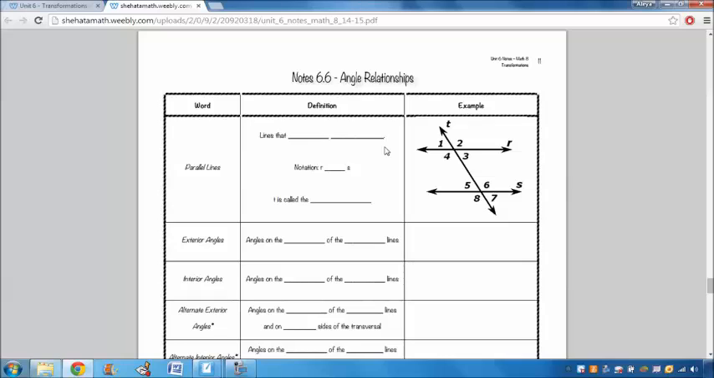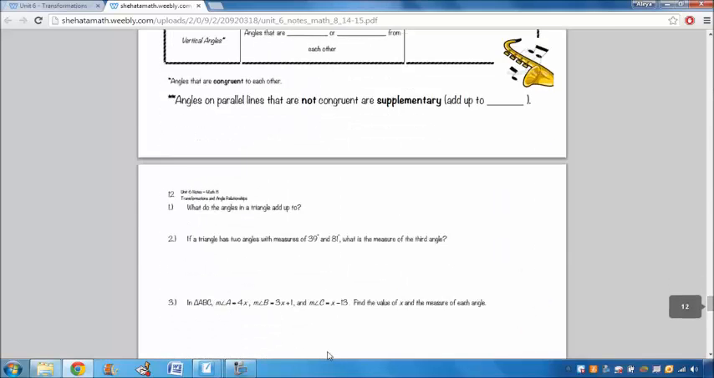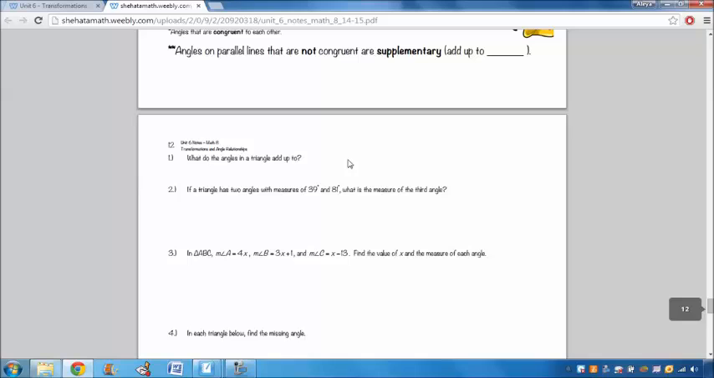All right, ladies and gentlemen, this video is a continuation of today's notes 6.6 angle relationships. So we filled in everything that's on page 11 in class. So now if you turn the page and look at page 12, we're going to start going over the information that's on page 12. Make sure you pay close attention because things will start to get a little bit trickier towards the end of this video.